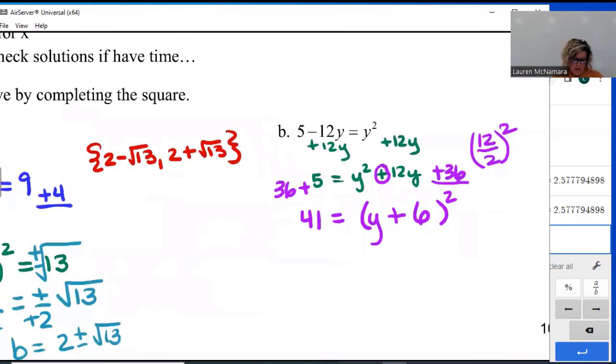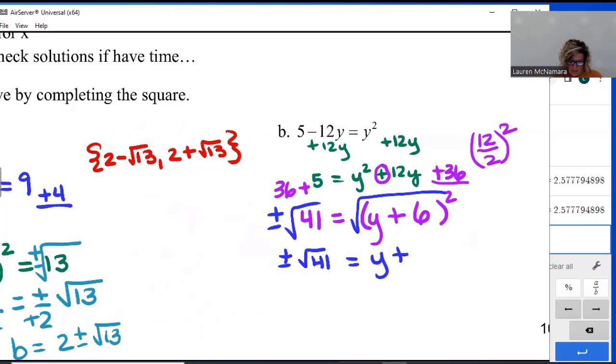Now I want to unsquare it. How can I unsquare it? By taking the square root of both sides. Don't forget about your plus and minus. The square root of 41, I can't reduce that, so plus minus the square root of 41 is equal to y plus 6. I need to get that y by itself, so I'm going to subtract 6 from both sides.